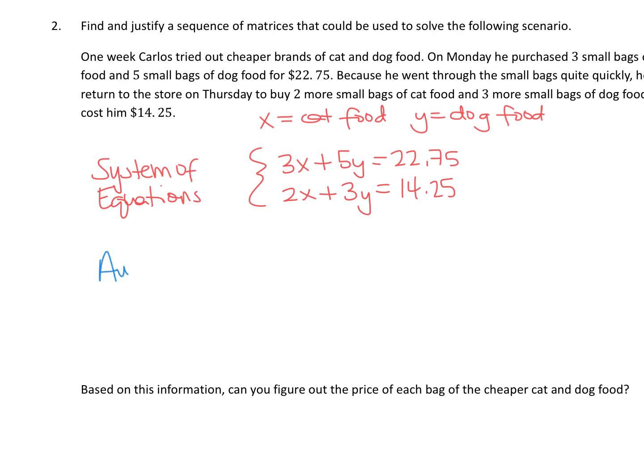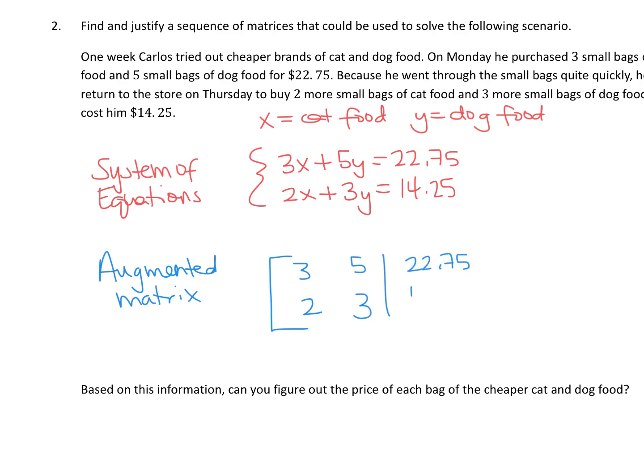So here's our augmented matrix. So here we have our big brackets. Here's our first column of x values. Here's our second column, which is y values. And I'm going to put the line divider. And then here's our third column with totals, 22.75 and 14.25. Okay, and big close bracket. So this is our augmented matrix. Okay, now we're going to use row operations to solve for the cost of a cat and dog.